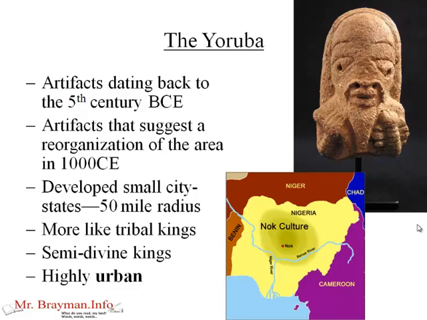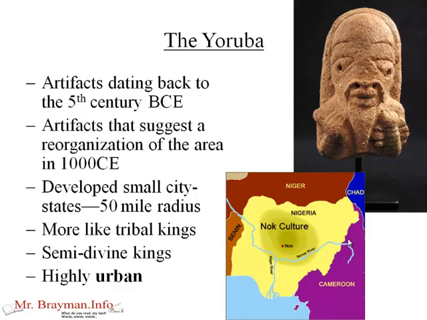All right, but nonetheless, we can look at some of the major groups of this time period and in this area. The first one I want to look at is the Yoruba people. We do know of this area as being inhabited by the so-called Nok culture of modern-day Nigeria that dates back to the 5th century BCE, but we don't see a major reorganization in that area until about 1000 CE with the Yoruba people. They developed small city-states that had basically about a 50-mile radius around them.